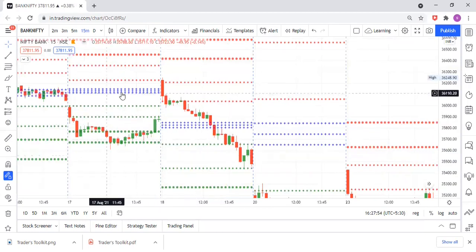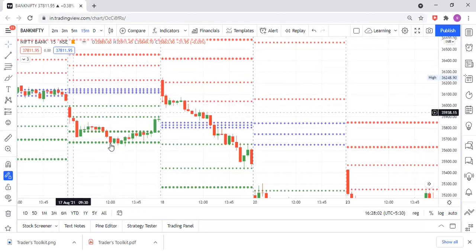You look at this one. This is considered as a kind of narrow CPR. But is this a trending day? I don't think so. Of course, the market gave a trend, but then it reversed. It's not a complete trending day. It's like a partial trending day, I could say, right?